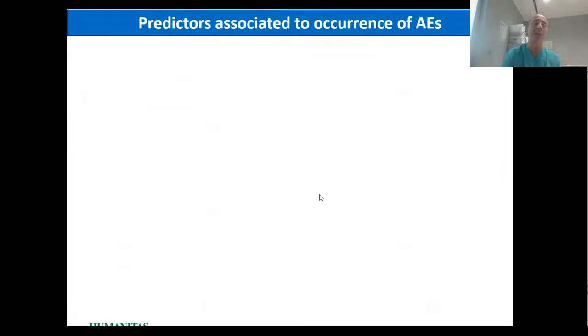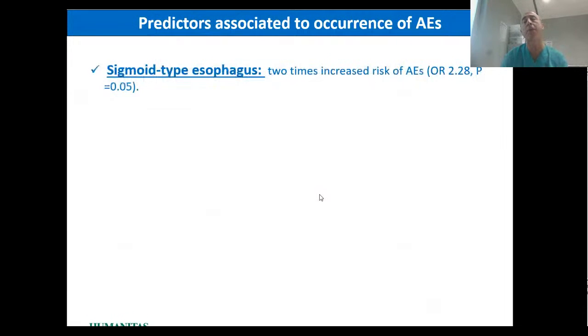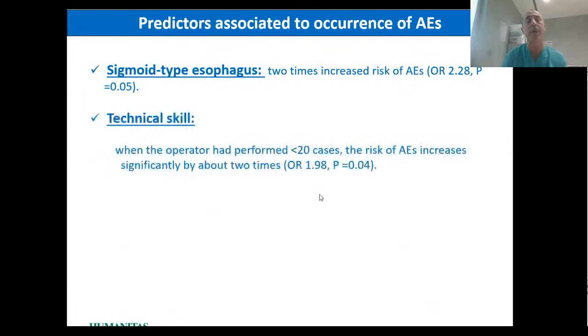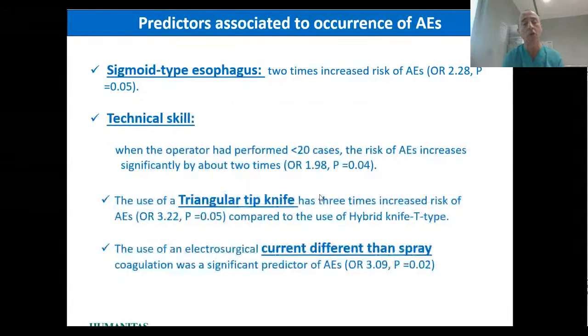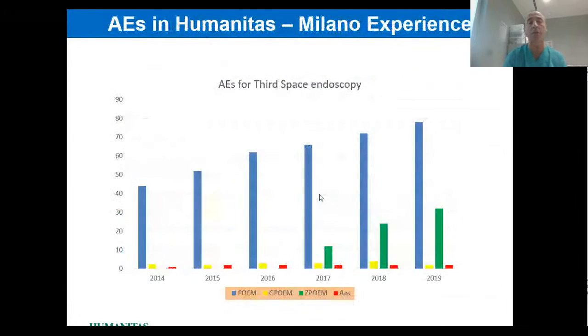So what are the predictors that can tell you that the patient has increased risk of developing a complication? Of course, a sigmoid type. The other problem is technical skill. If you have performed fewer than 20 POEMs, you may have more complications. Also, the use of the TT9 knife is a risk of complication when compared with the hybrid knife. And finally, there is the use of a current modality different from spray coagulation that has been associated with increased risk of complication. So these are our complications.